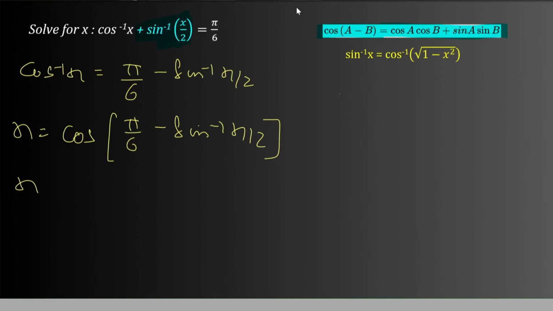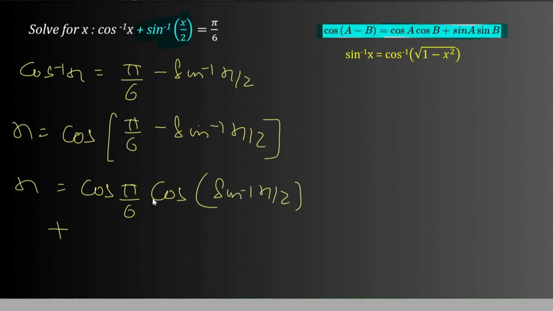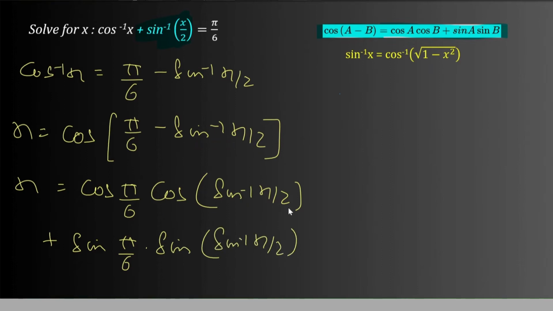So in that case, we are going to get x is equal to cos A, that is cos pi by 6, into cos B, and B is what? This is our B, that is sine inverse x over 2. Cos A cos B, and then plus sin A sin B. A is pi by 6, so sine pi by 6 into sine B, and B is this, that is sine inverse x by 2.